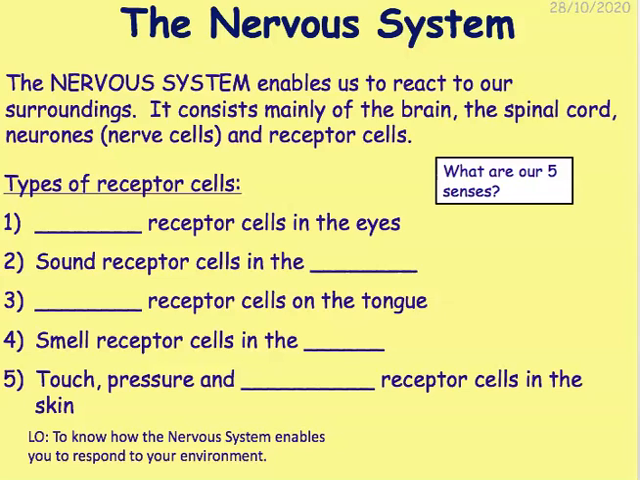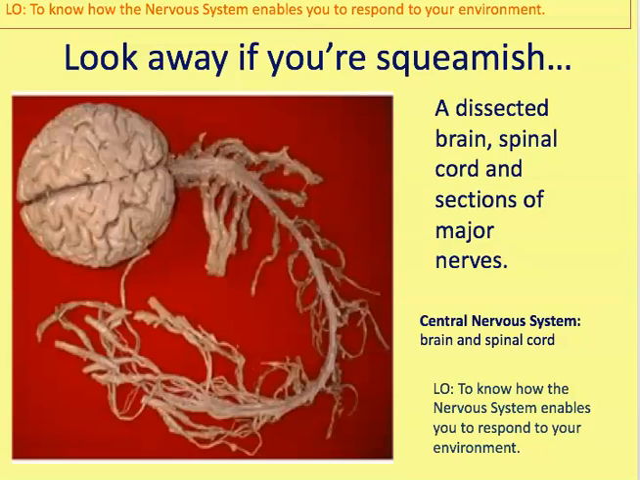So the types of receptor cells are as follows. You might want to jot these down. So number 1, we have light receptor cells in the eyes. Number 2, hopefully you'll be able to get this one, we have sound receptor cells in the ears. Number 3, you probably would get this one as well, taste receptor cells on the tongue. And number 4, we have smell receptor cells in the nose. And number 5, we have touch, pressure and temperature receptor cells in your skin.